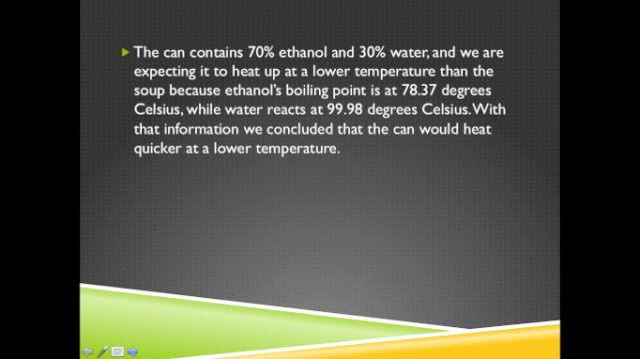The can of the unknown alcohol contains 70% ethanol and 30% water, and we are expecting it to heat up at a lower temperature than the soup because ethanol's boiling point is at 78.37 degrees Celsius, while water boils at 99.98 degrees Celsius. With that information, we concluded that the can would heat quicker at a lower temperature.